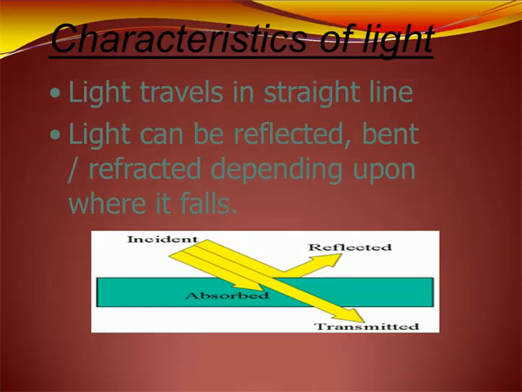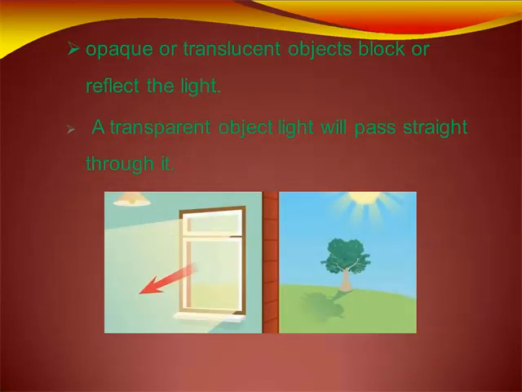So mostly these three, reflected, absorbed, and transmitted, we see in all light forms. But the thing is that only a few can be seen. Now let's move towards an example here. An opaque or translucent object blocks or reflects the light. They either reflect or block the light, as we discussed in our previous slides. Then for a transparent object, light will pass straight through it.